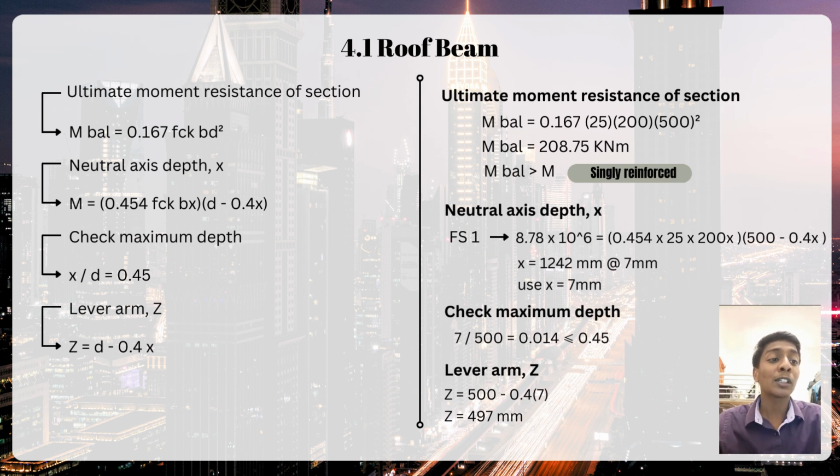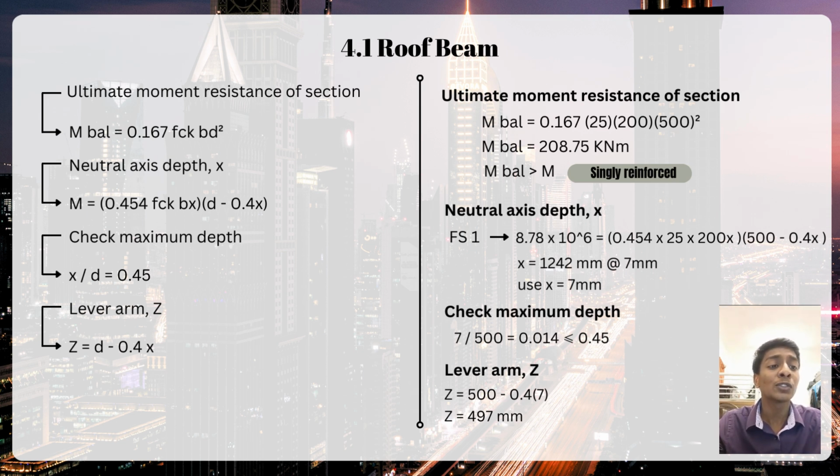Firstly, the ultimate moment resistance of the section. The formula is 0.167 fck b d squared. fck is the strength of concrete, and b and d are the dimensions of the beam. We substitute into the formula and we got M bar is 208.75 kilonewton meter. M bar is bigger than M, so it's singly reinforced.